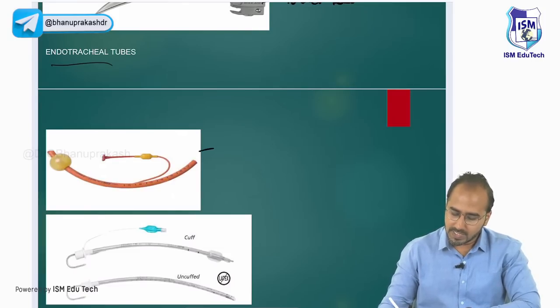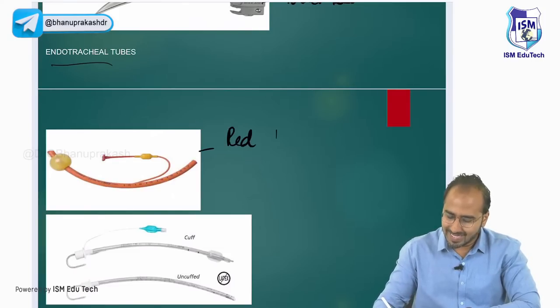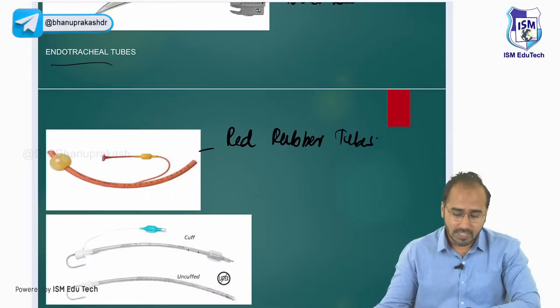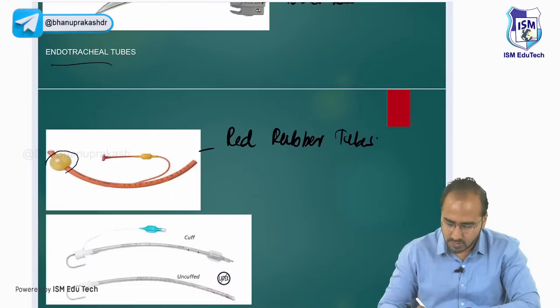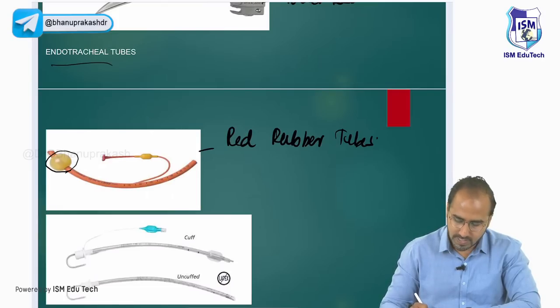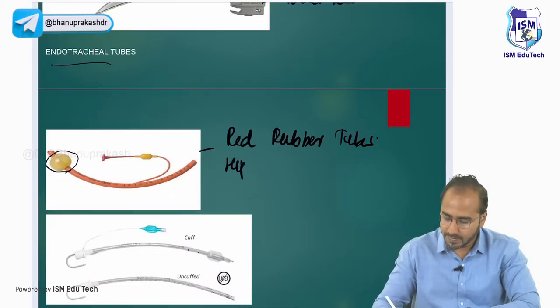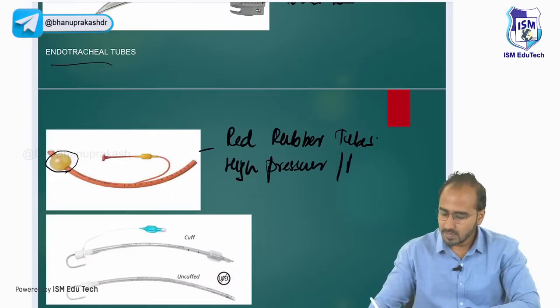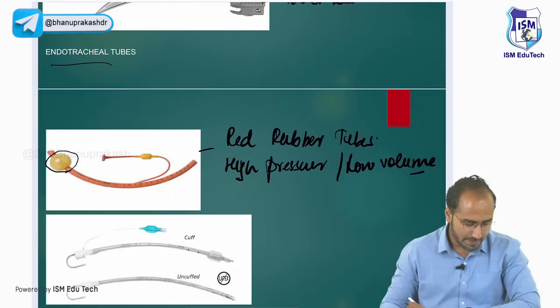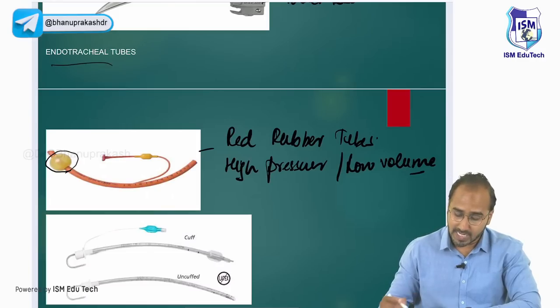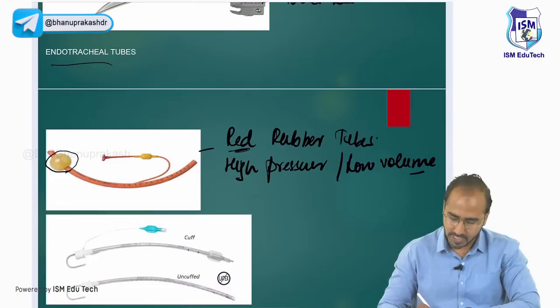This was the previously used endotracheal tube, also called red rubber tubes. Red rubber tubes, right? These are not used nowadays. Why? Because if you focus on this point, you will see that these red rubber tubes were producing high pressure and low volume. Due to the high pressure of the cuff, it's not a Foley's catheter, guys. It's a red rubber tube. It's an endotracheal tube.